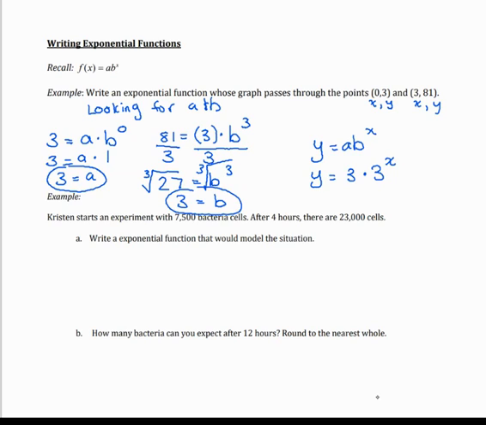I'm not writing 27. That's because of order of operations, powers always go first. We cannot actually do 3 to the x, so therefore I can't multiply. So here is my final answer.